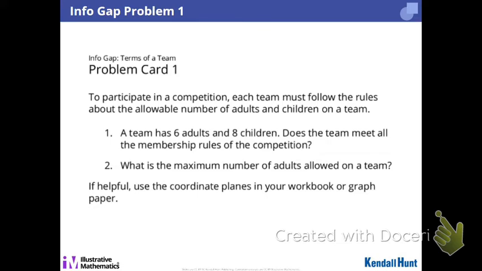So there's a team competition, whatever this competition is called, a sturdy off, okay? And each team has to follow specific rules to participate. So one, a team has 6 adults and 8 kids. Do they meet the membership requirements? And then the second question is, what's the maximum number of adults allowed on a team? So with your partner, you're going to come up with questions to ask me that could give you information to answer these questions. So make a list of questions with your partner, please. I'm ready for your questions, and we'll see if I can answer them.